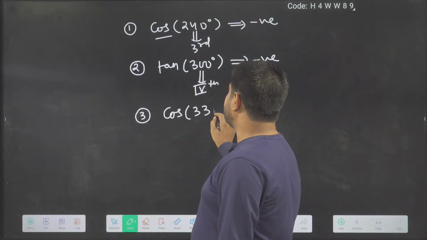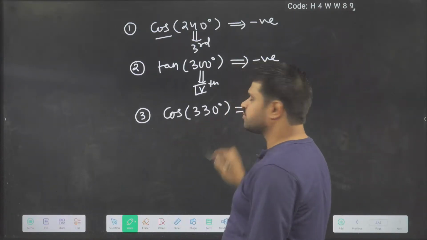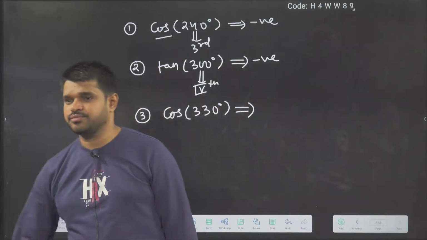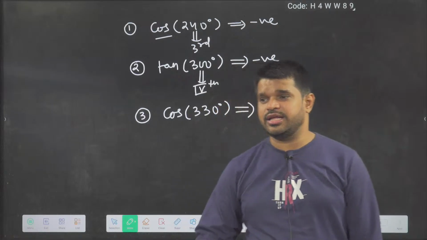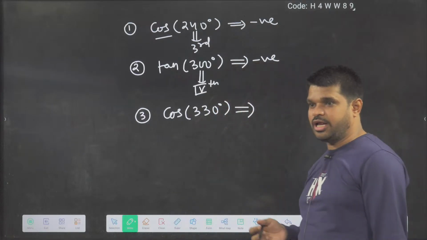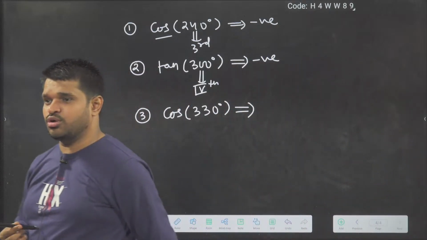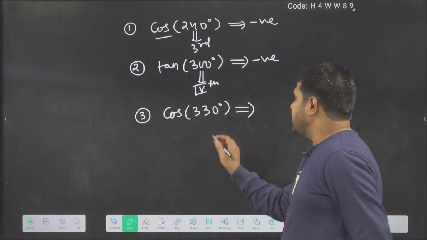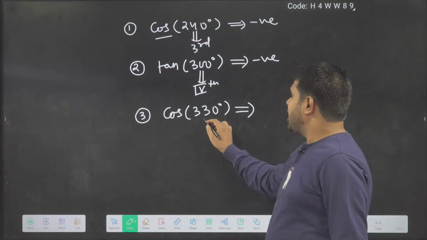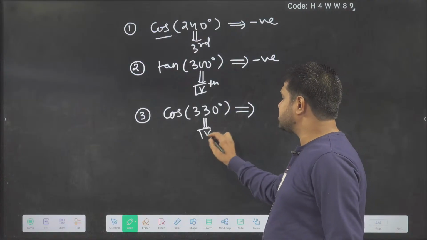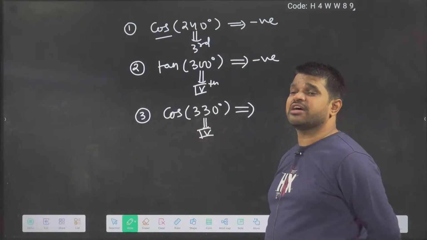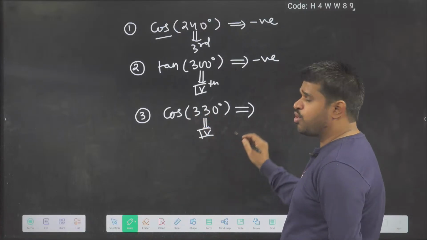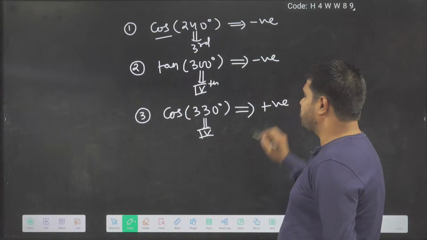Third, cos 330 degrees. Tell me. Good. All of you are giving the correct answer. Is 330 degrees lying in the fourth quadrant? Yes. In the fourth quadrant, our cos is positive. I taught you, right? In the fourth quadrant, cos is positive. So it must be positive.